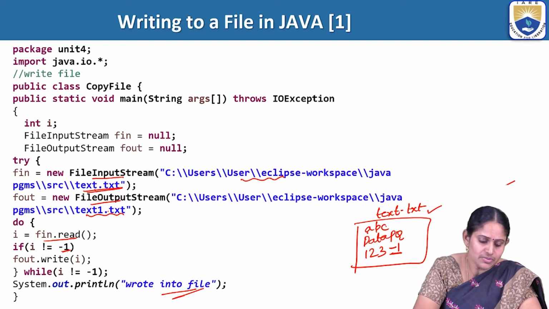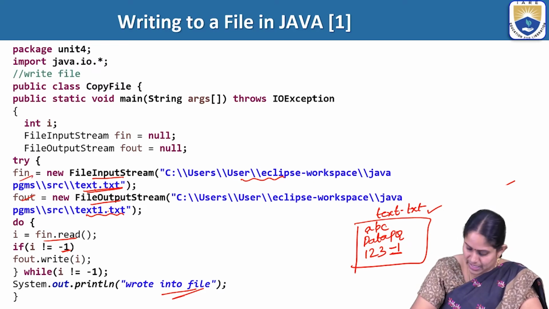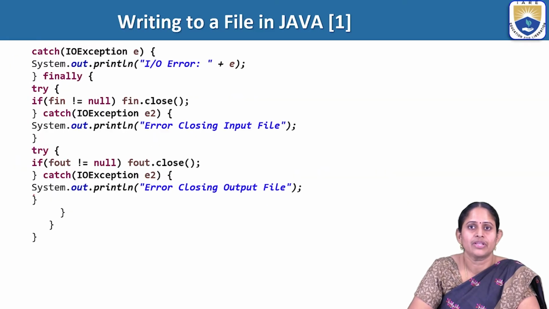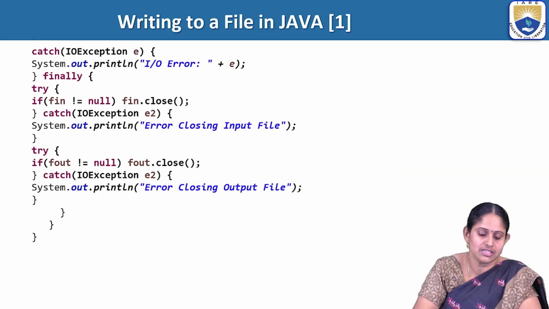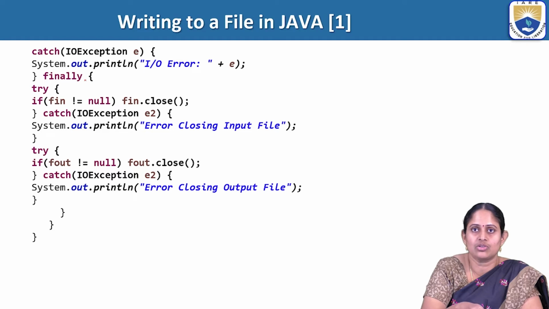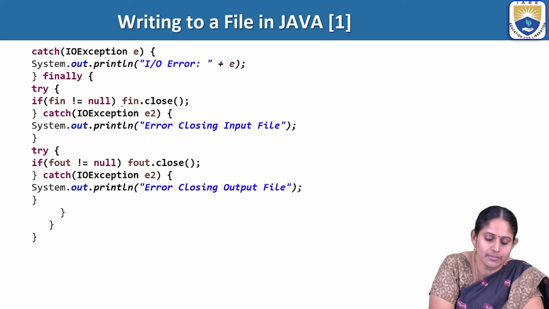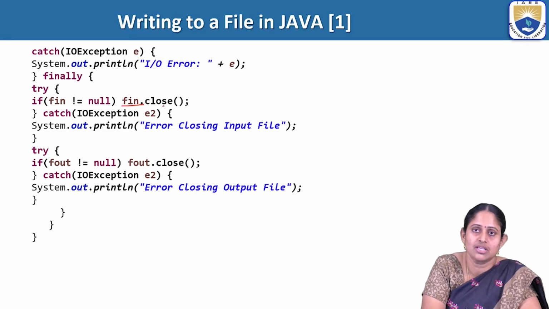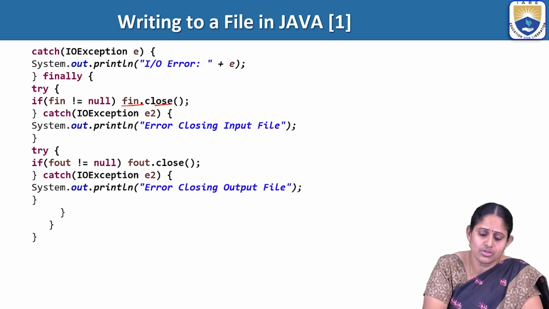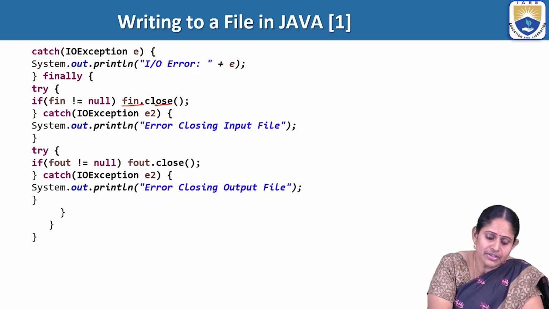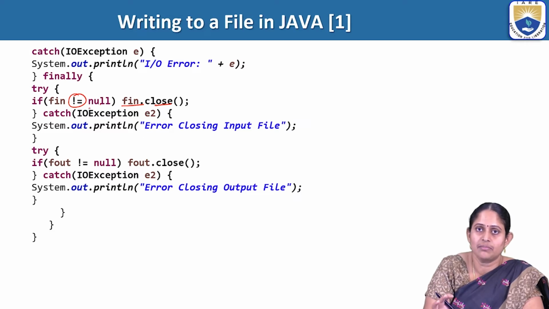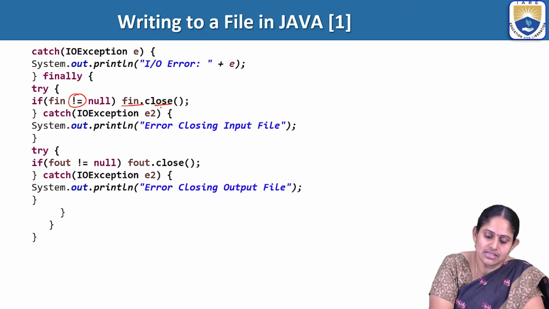On these objects, fin and fout, we have to call the close method of the Closeable and AutoCloseable interface. So they will release the files they are holding. So we are calling fin.close. If fin is not null, that means it is holding some file. Since it is holding some file, if it is not null, then we have to close it. So it will close the text.txt file.